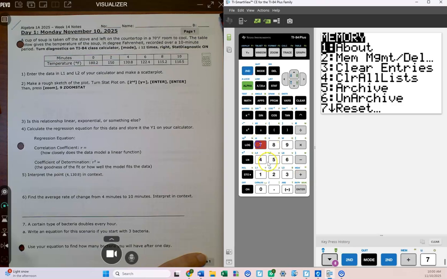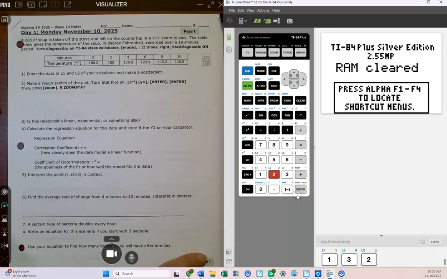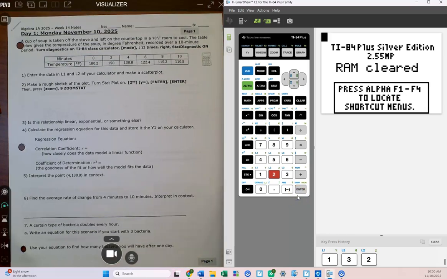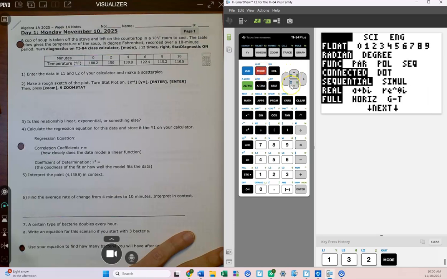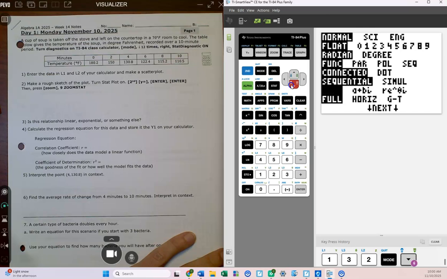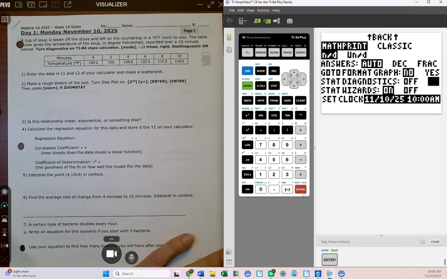So second plus sign 7, 1, 2, not 3, 2. Okay, we're ready. Now, step 1, turn diagnostics on. You go to mode. If you have a CE, you press down 10 times. If you have this one, press down 12. And you always got to turn stat diagnostics on to tell us what kind of relationship it is. You should go over right on.